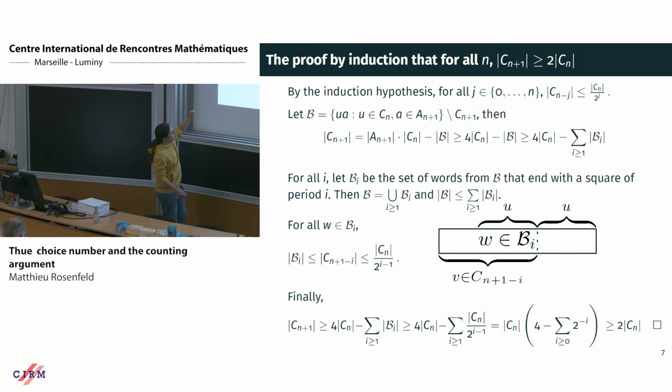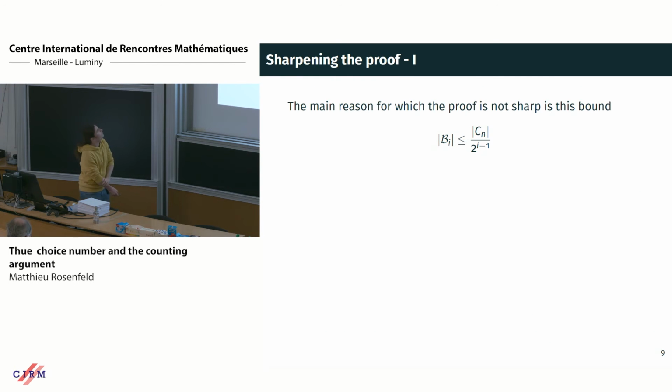But now there is the one which is really interesting, which is this one. The argument is nice, but this inequality is far from being sharp. So if we want to improve this proof, for instance, if we want to prove something better than 2, like that the growth rate is at least 2.3 or something like that, then we need to work on this part. So this is what I want to discuss a little bit in the next few minutes.